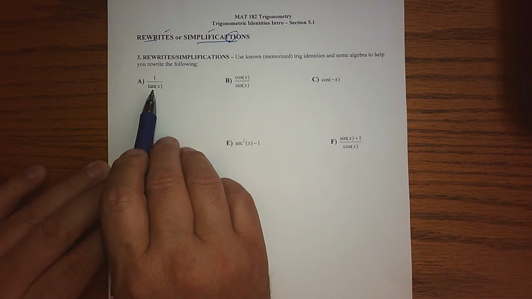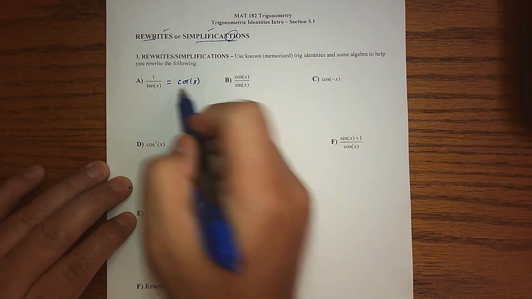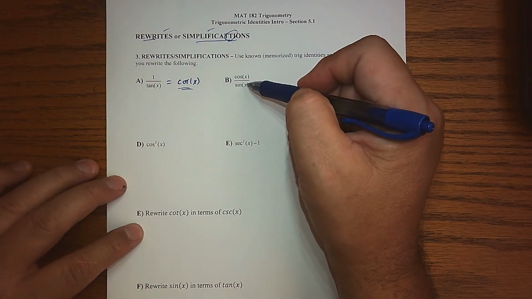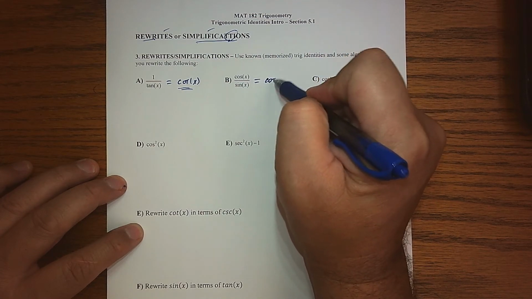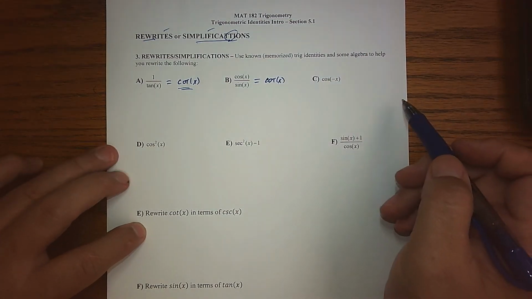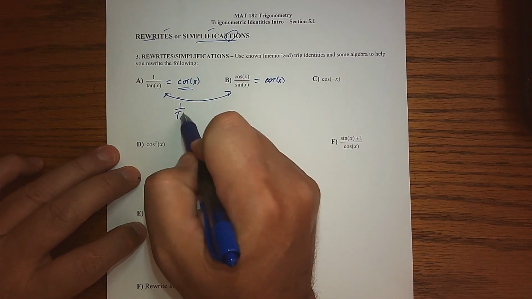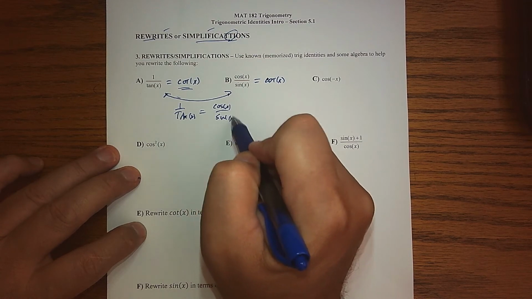So 1 over tangent. What's a really clear rewrite of 1 over tangent? It's just cotangent. There again, just using the reciprocal identity, I rewrote the expression 1 over tangent to its cotangent. The next one's pretty easy too, because cosine over sine is just our quotient identity for cotangent as well. Since these are both equal to cotangent, a rewrite of 1 over tangent is also to say that this is cosine of x over sine of x.